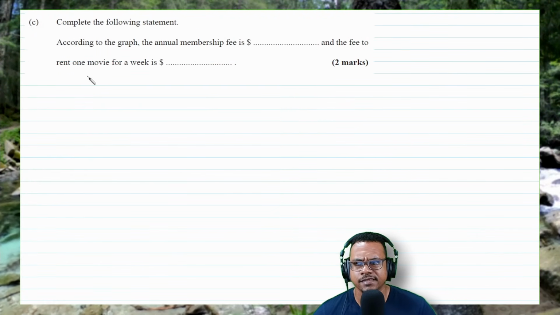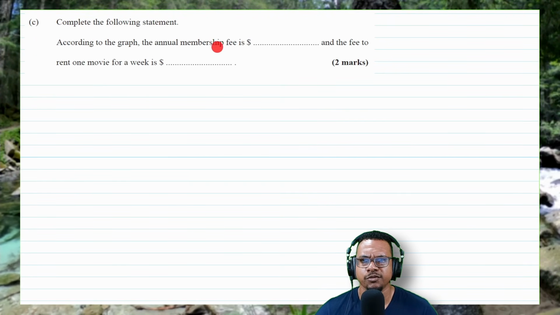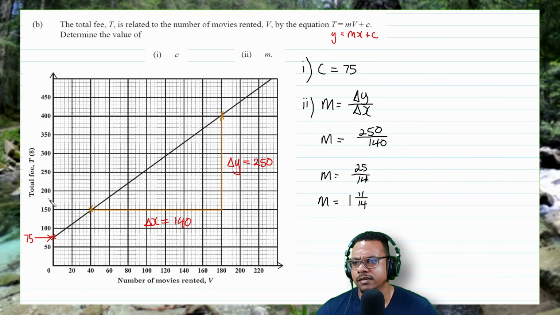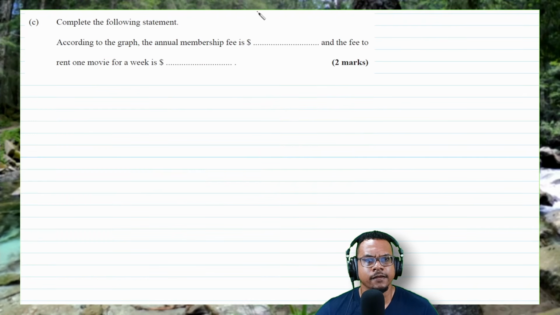All right, so here we have part C, where we're going to complete this statement. According to the graph, the annual membership fee is, where we establish that here at the y-intercept is when the number of videos is 0 and the fee is $75. So that means the annual membership fee is $75. That's going to put 75 here.